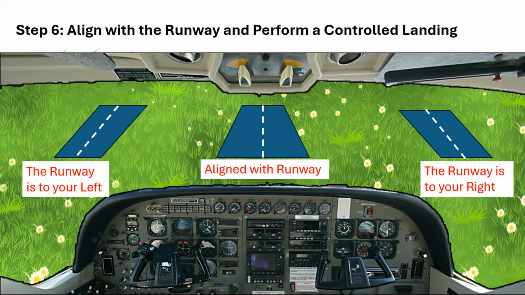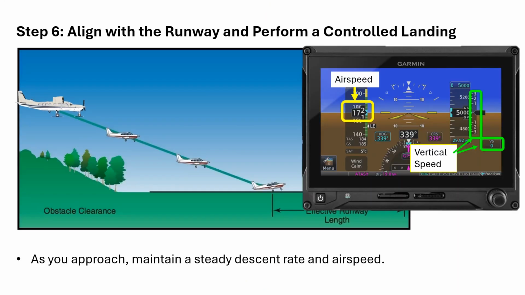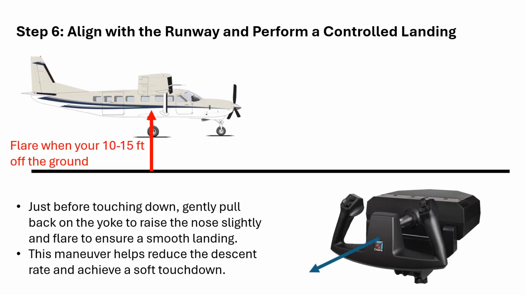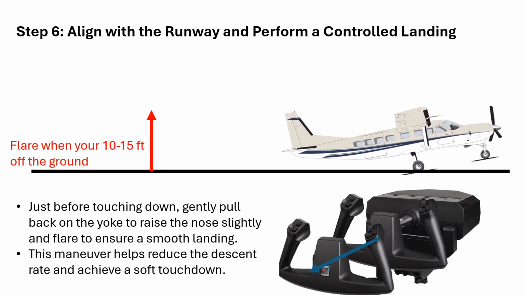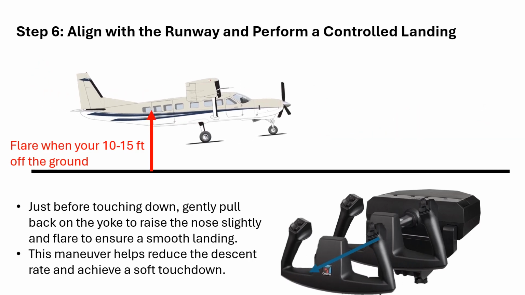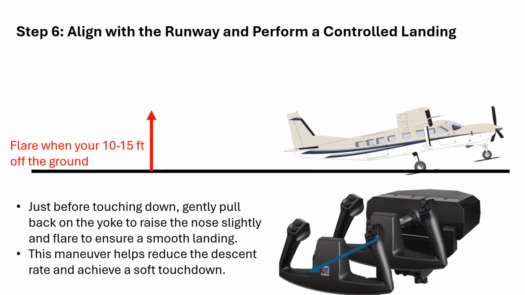Step 6. Align with the runway and perform a controlled landing. The final and most critical step is to align with the runway and perform a controlled landing. Keep the aircraft steady and follow ATC guidance to line up with the runway. As you approach, maintain a steady descent rate and airspeed. Just before touching down, gently pull back on the yoke to raise the nose slightly and flare to ensure a smooth landing. This maneuver helps reduce the descent rate and achieve a soft touchdown.